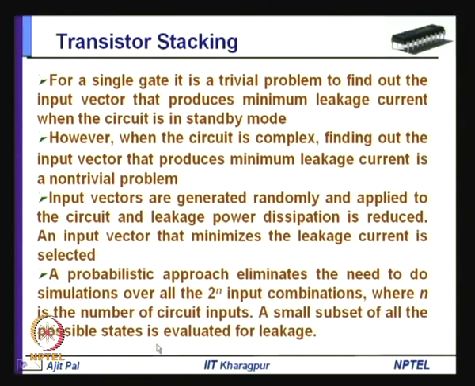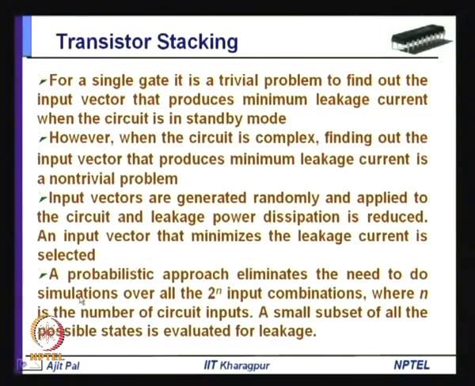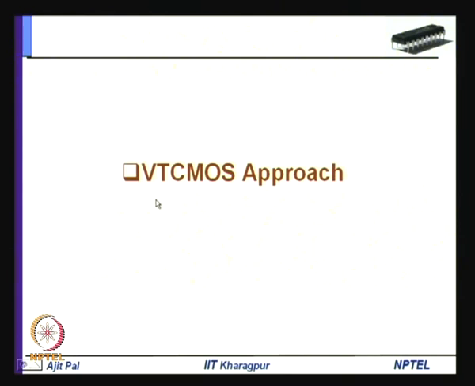A lot of research papers have been published for finding this kind of input combination, and that is known as input assignment whenever the circuit is in standby mode. This is also known as self biasing. You apply some input combination such that a kind of self biasing takes place, which reduces the subthreshold leakage current and the other leakage currents because of the three different effects that I have discussed. So, this is the technique of transistor stacking that can be used to reduce the leakage current when the circuit is in standby condition. Okay, now we shall come to the second approach known as VT CMOS.